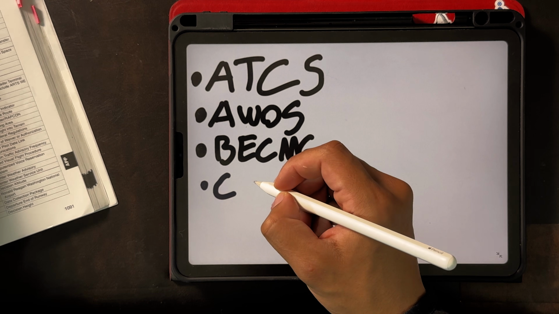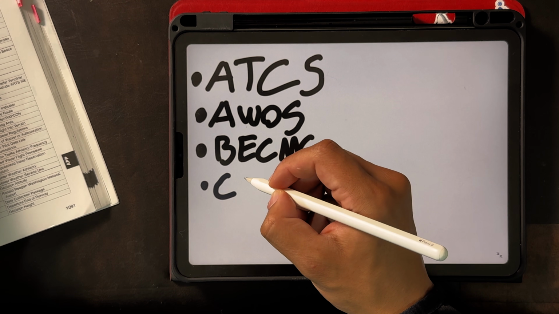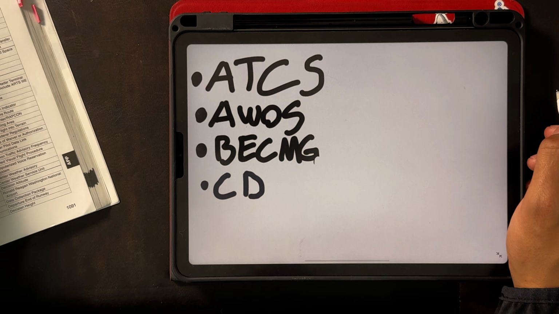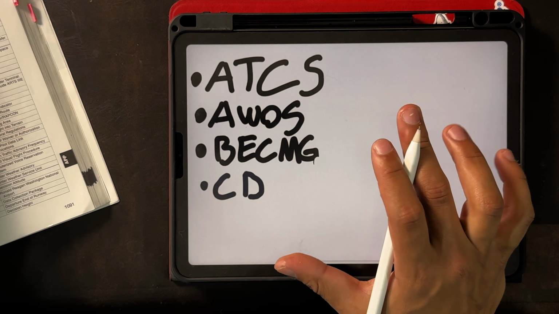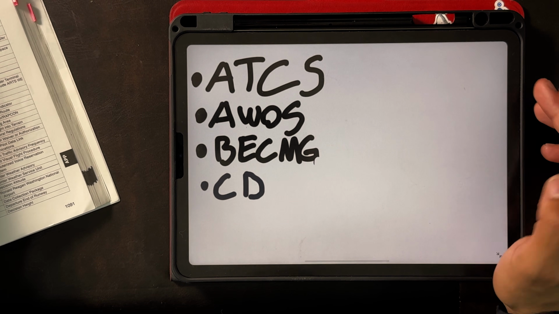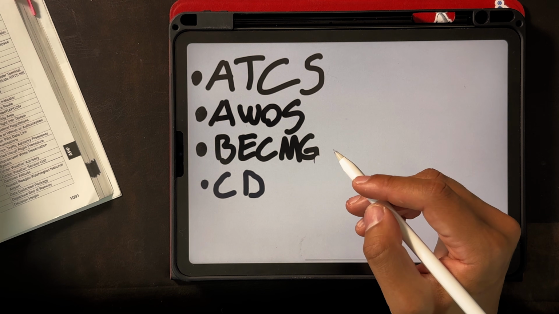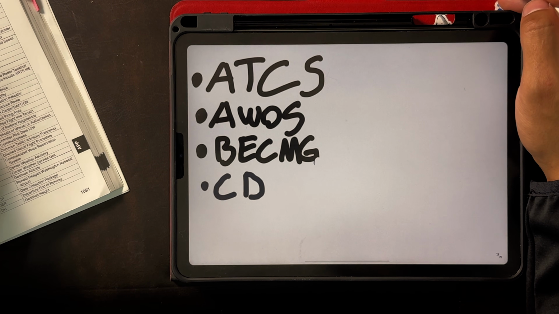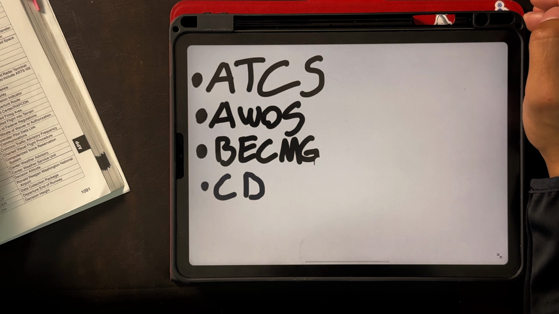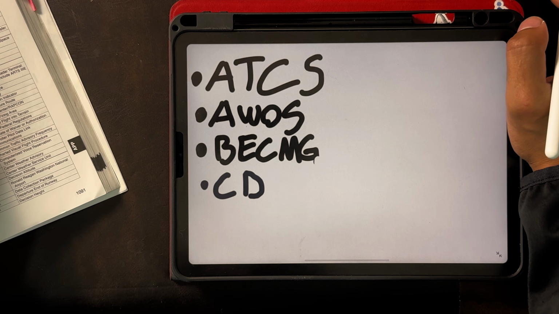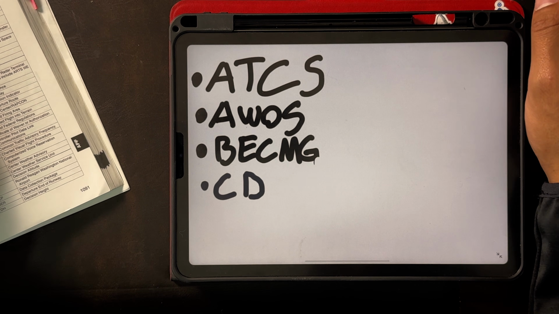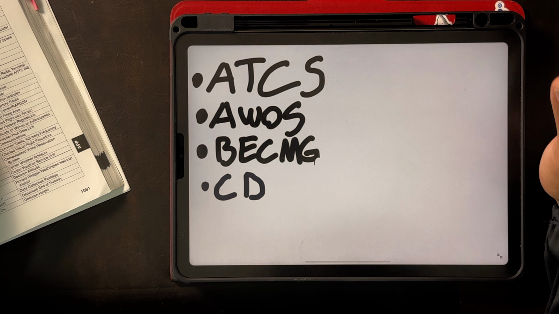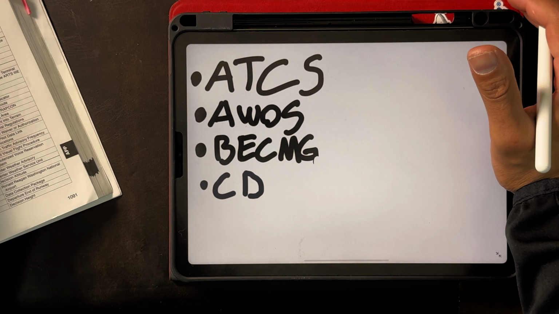The appendix 3 of the AIM has CD listed as controller display, but I'm actually going to turn it into another controller acronym, CD for clearance delivery. Clearance delivery is the air traffic controller that is basically approving the route of flight and reading that to the pilot and giving them some key information for their departure.